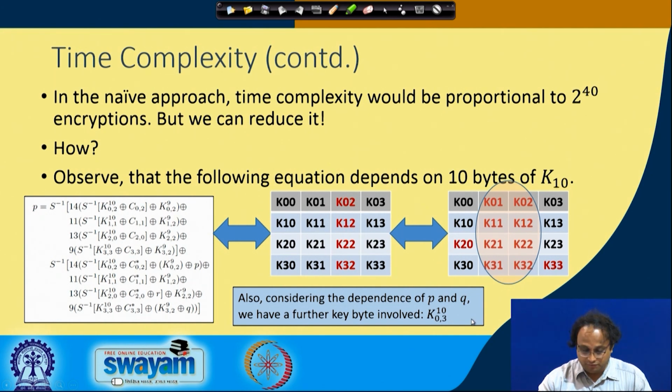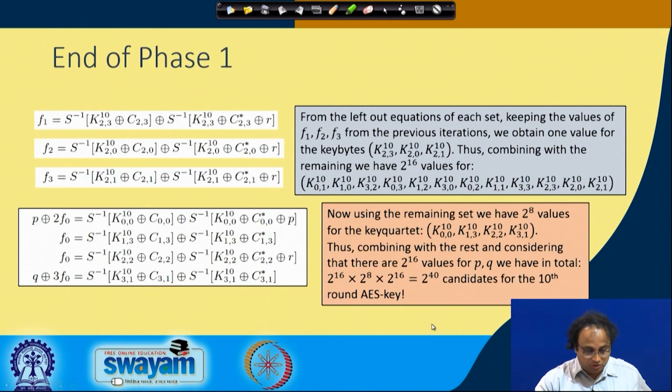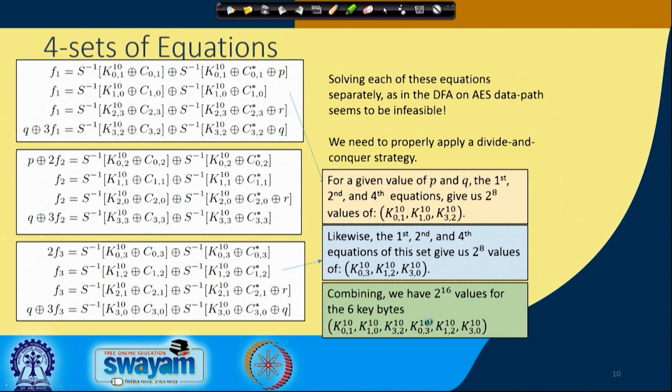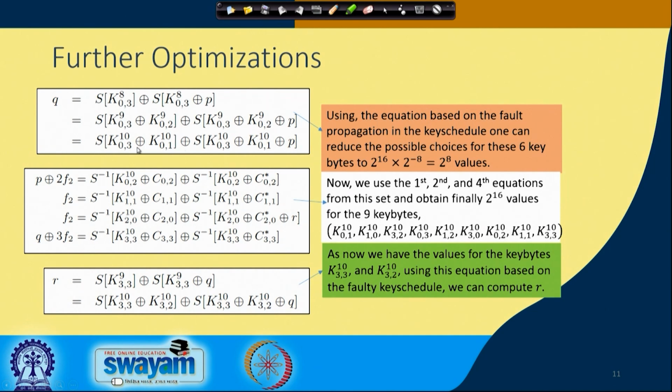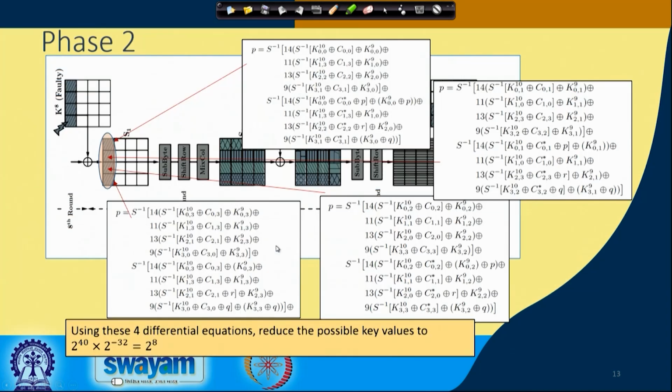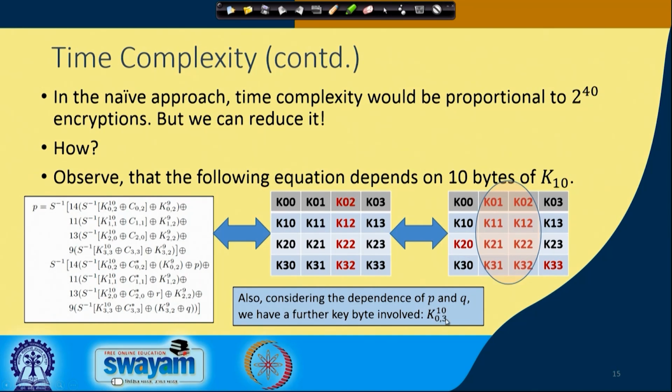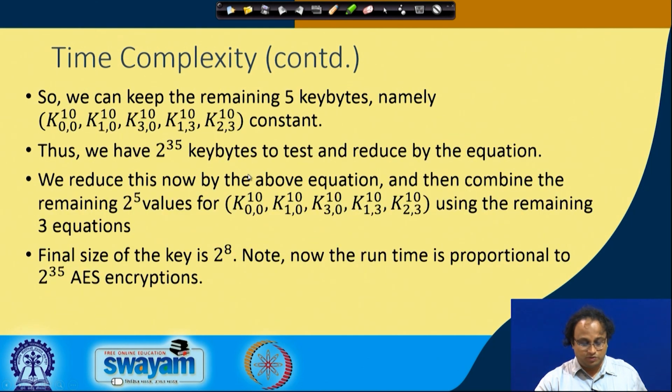And in fact, you also have to account for the fact that you have a P over here. Remember that P and Q are not independent; there is a dependence, and that dependence depends upon K0310. If you go back to the equation between P and Q, this is how it looks: this is your dependence upon P and Q, and the key byte involved is K0310. K0110 is already in my list, so here I have got K0310. Therefore there are 11 key bytes in total which are crucial here, so we can keep the remaining 5 key bytes as constant.